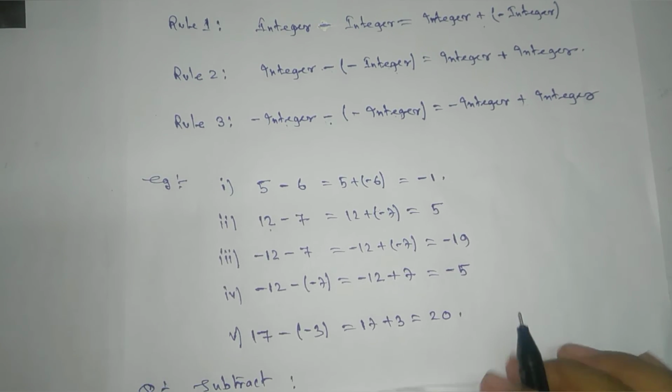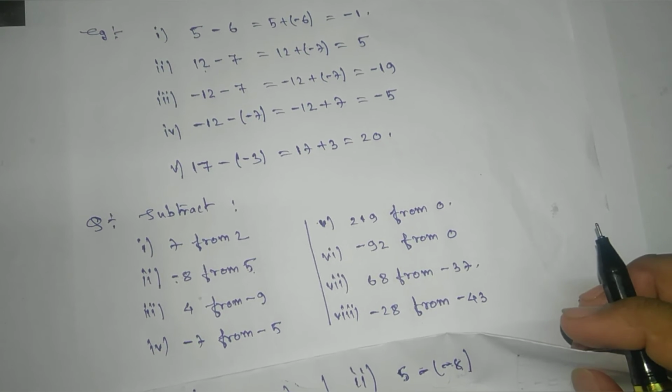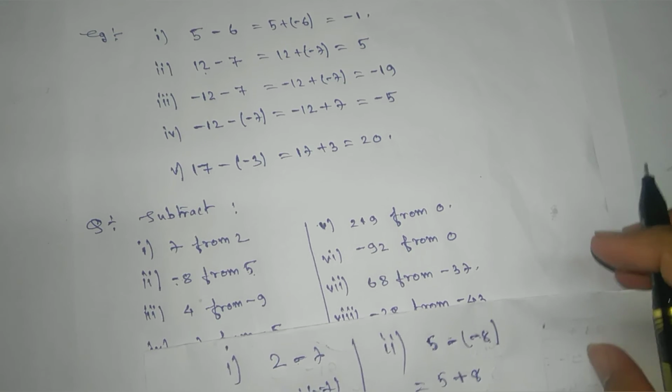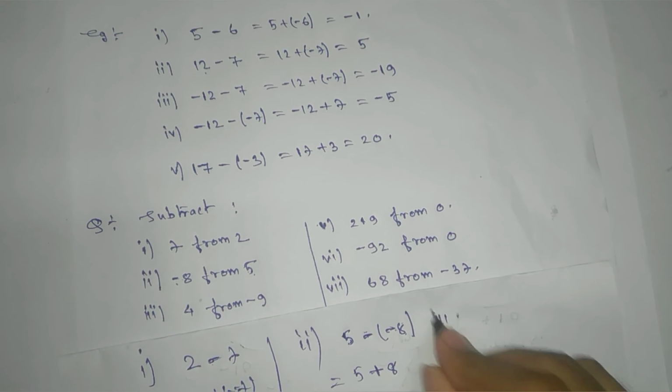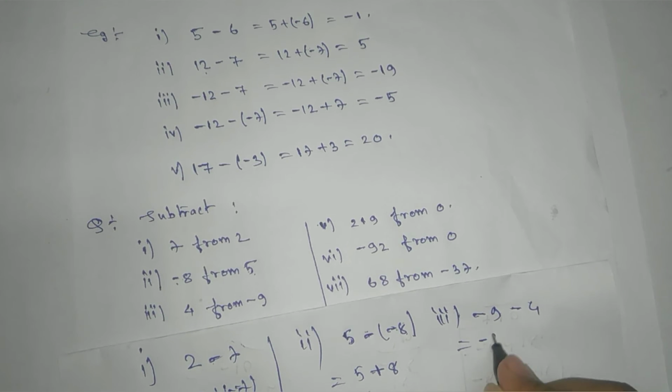Next, if we proceed, the next problem is number 3. You can see there is a -9 and subtract 4. So here we can write -9 plus of -4, and here we are getting -13.